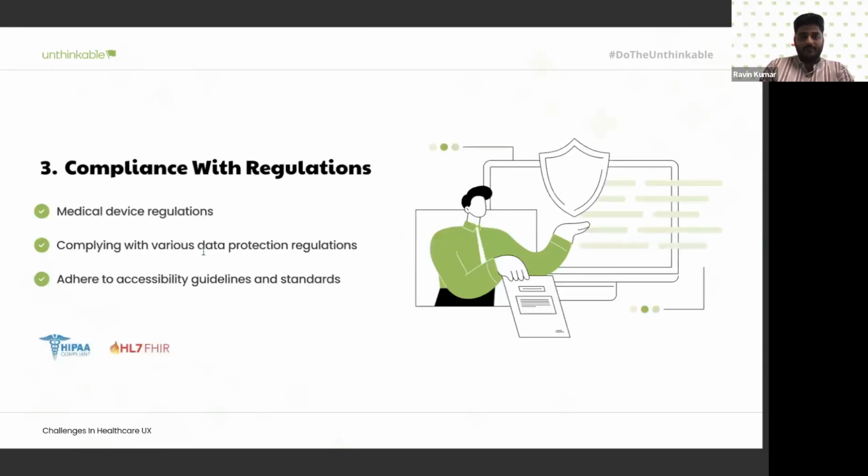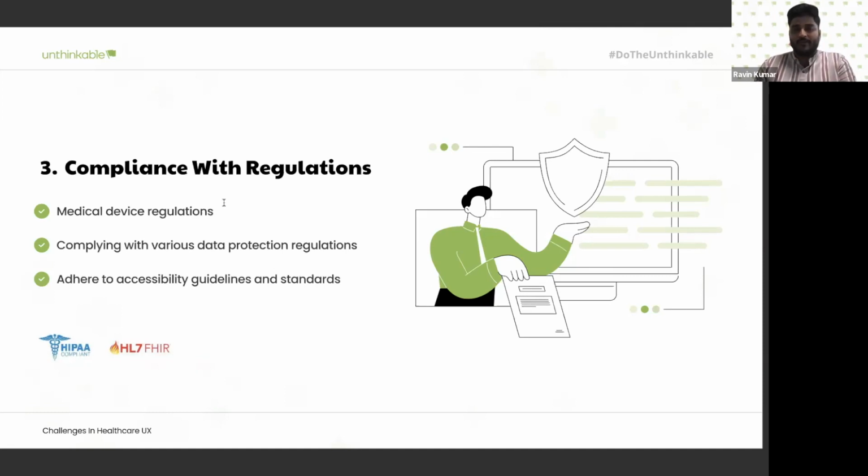Moving ahead with the third challenge, which is compliance with regulations. Another significant challenge in the healthcare industry is to ensure compliance with various regulations and industry standards. Healthcare programs must adhere to a complex set of rules and guidelines set by organizations like HIPAA, GDPR, HL7, etc.